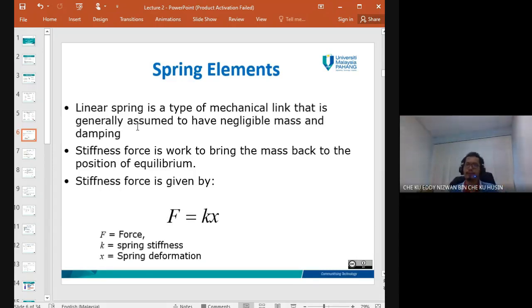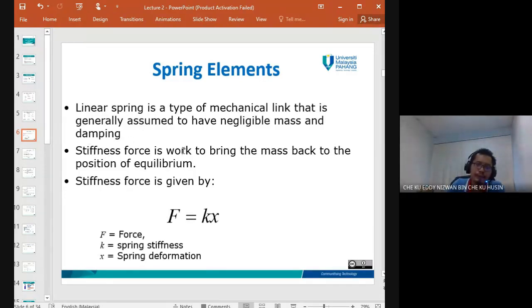We want to consider that it only has stiffness without any mass and damping. But if you refer to an actual spring, the material inside has its own damping. But for this case, we just consider that it purely has stiffness and zero damping and zero mass, which does not affect the spring itself.